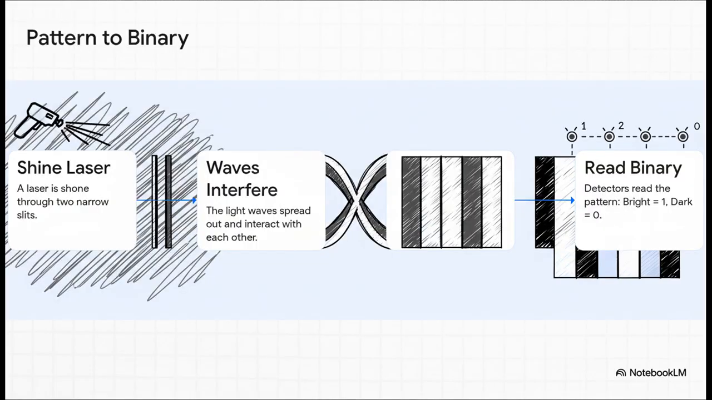Okay, so you've got these cool-looking stripes of light. Now what? How do you get from that to actual digital data? Well, the process is surprisingly simple. You shine the laser, you get that predictable pattern of bright and dark spots. Then you just put some tiny detectors there, and their job is dead simple. If they see a bright spot, they shout 1. If they see a dark spot, they shout 0. And bam, just like that, you are literally reading information out of thin air.